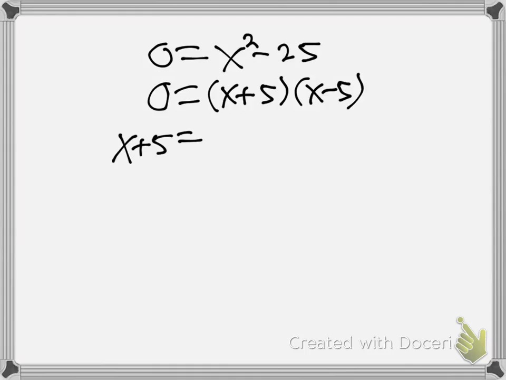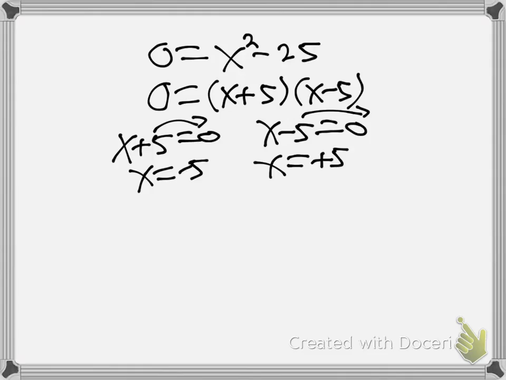They each get their own zero, first off, don't they? Because if two things multiply to be zero, either one could be zero to make the product zero. So then, you know the drill from there. You can skip this step if you want. I don't care. Negative 5, positive 5. So the answers are negative 5 and positive 5, maybe.